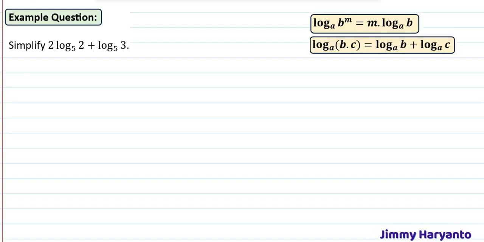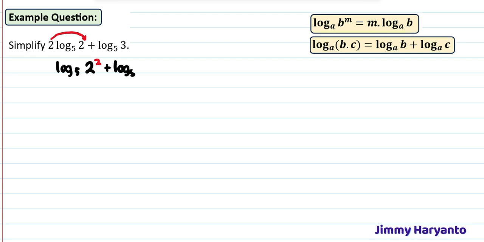Okay, next is this question. Simplify 2 times log 5 2 plus log 5 3. Even though you see log 5 plus log 5, we cannot use the multiplication law, because we still have this 2 in the front of the first log 5. That means we have to eliminate the 2 first. We can use this one to eliminate the 2 by moving the 2 inside the logarithm. So it will become powers like this. We use this formula, and then plus log 5 3.